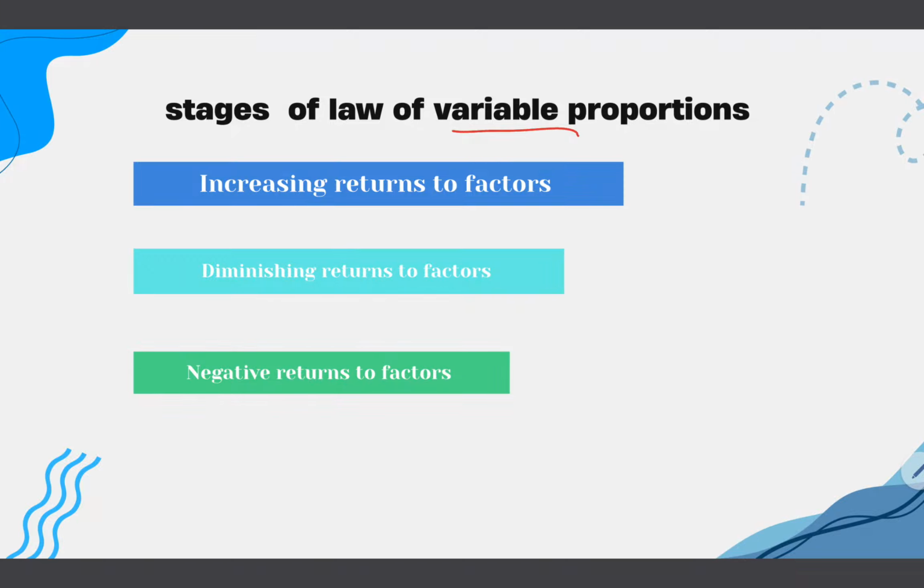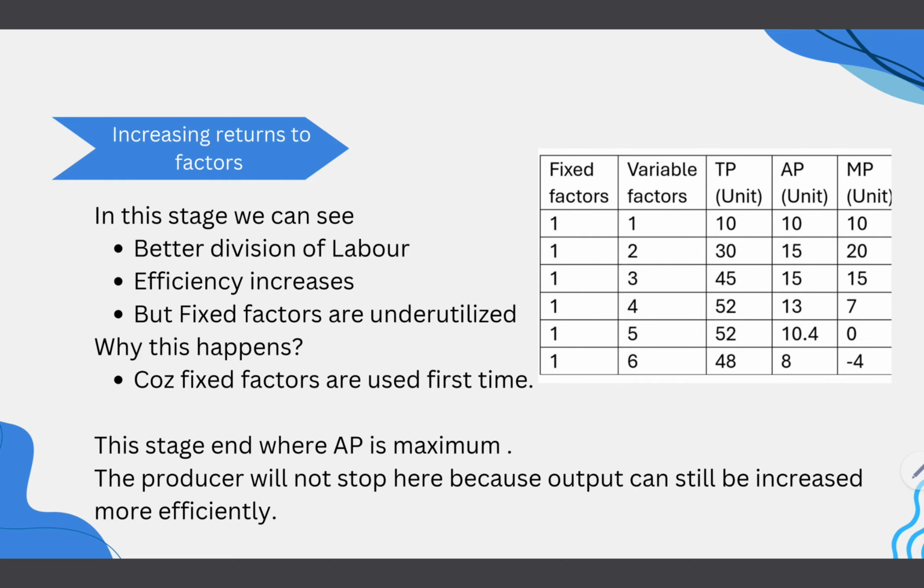In the short-run production function, we see three stages. One is increasing returns to factor, the second is diminishing returns to factor, and the third is negative returns to factor. Then what is increasing returns to factor? In this stage, we observe that our total product increases, our average product also increases, and our MP also increases. The total product increases at an increasing rate.